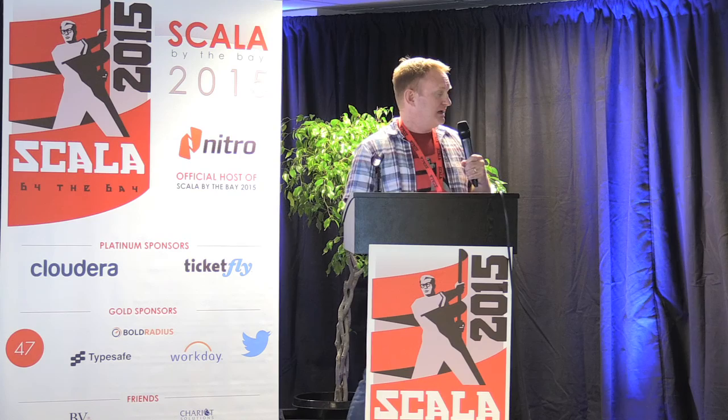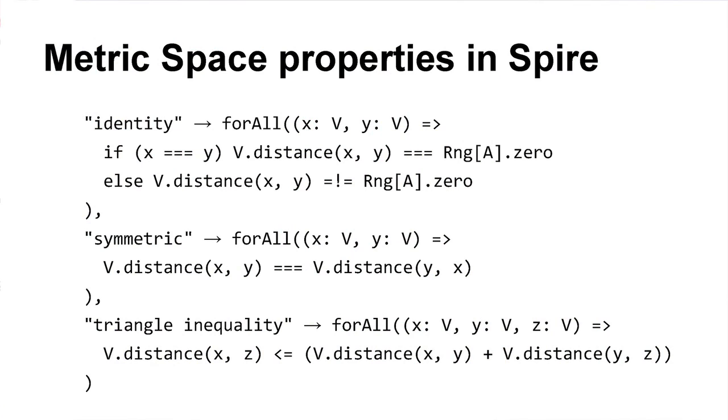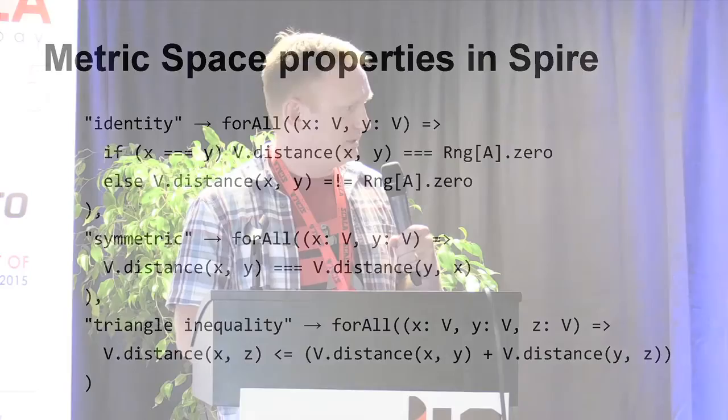It turns out those appear in a very similar form in the metric space laws in Spire. So that's sort of comforting to know that we can translate between this mathematical notation and these ScalaCheck properties.